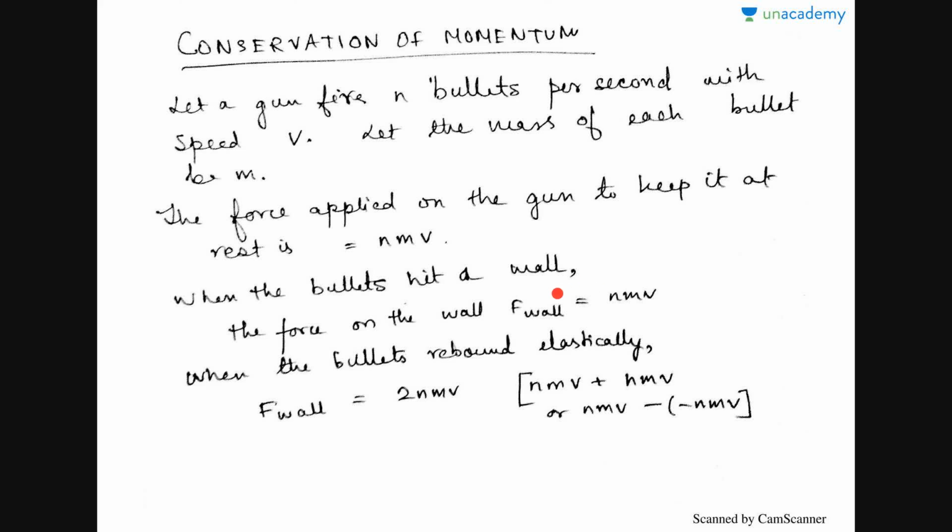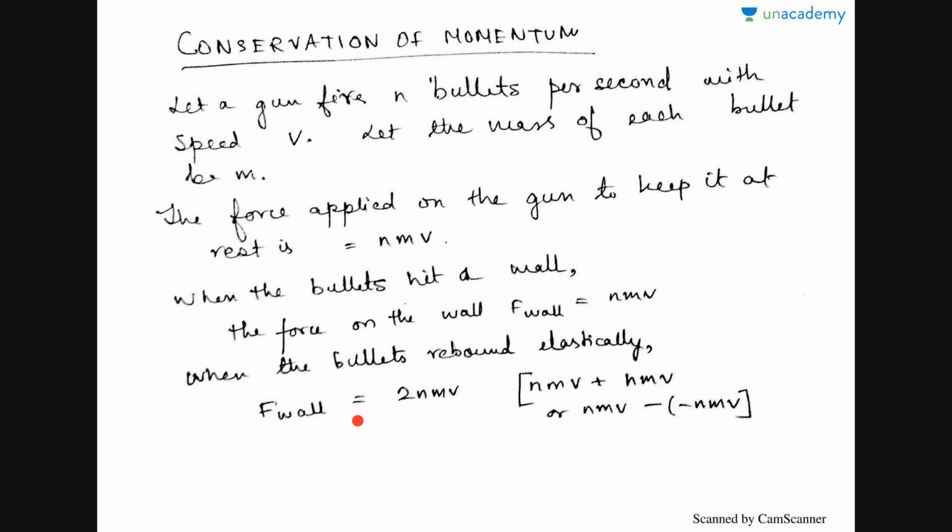Now when the bullets rebound elastically, the force on the wall is 2nmv. Because nmv is the force on the wall, and when they rebound, they have a negative value because they are in the opposite direction, so the total force is the difference between them. The difference gives rise to the positive sign, thus 2nmv.